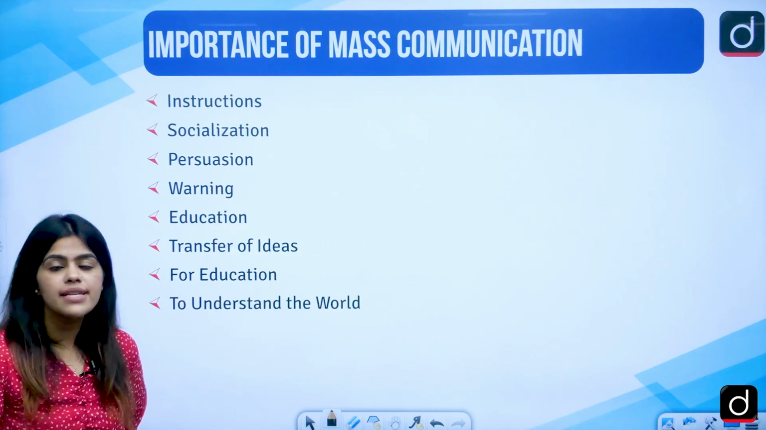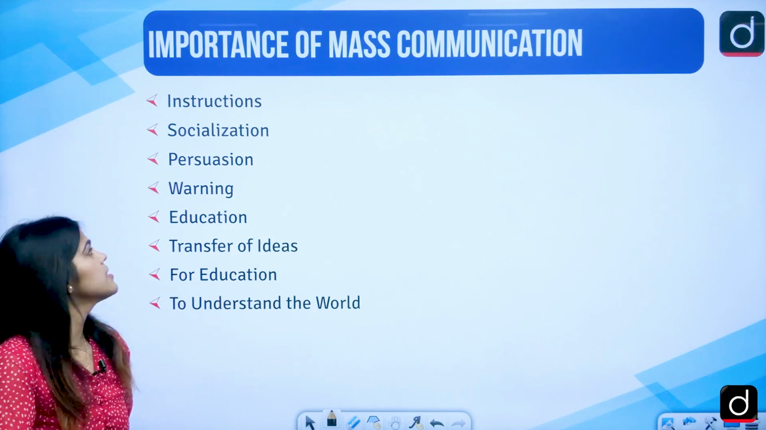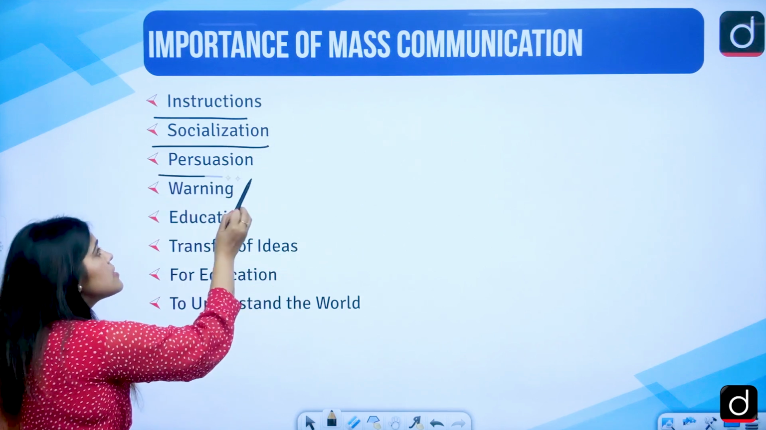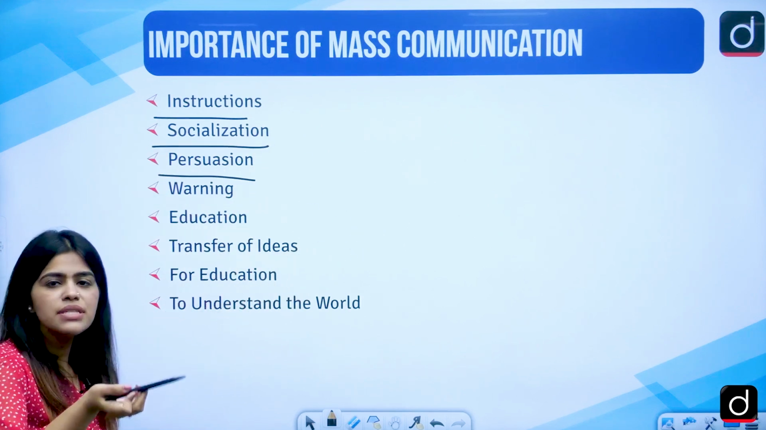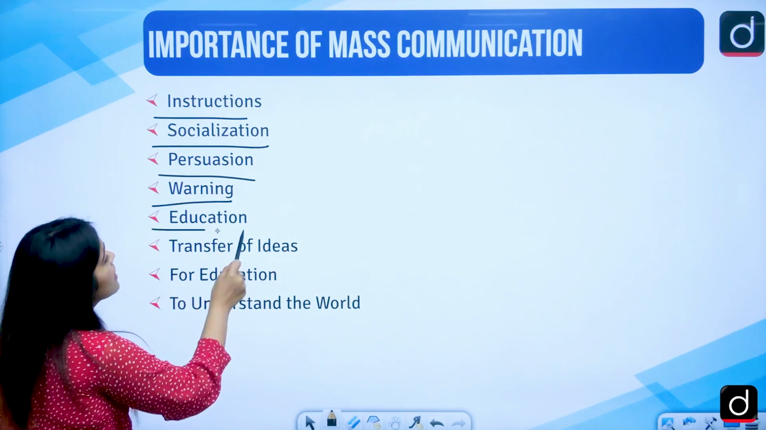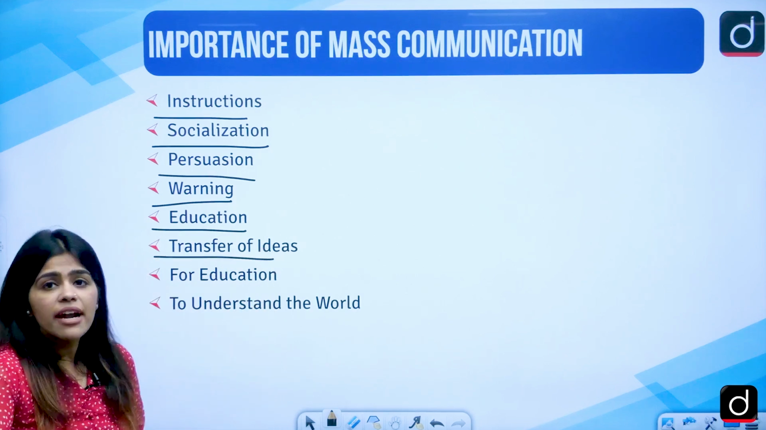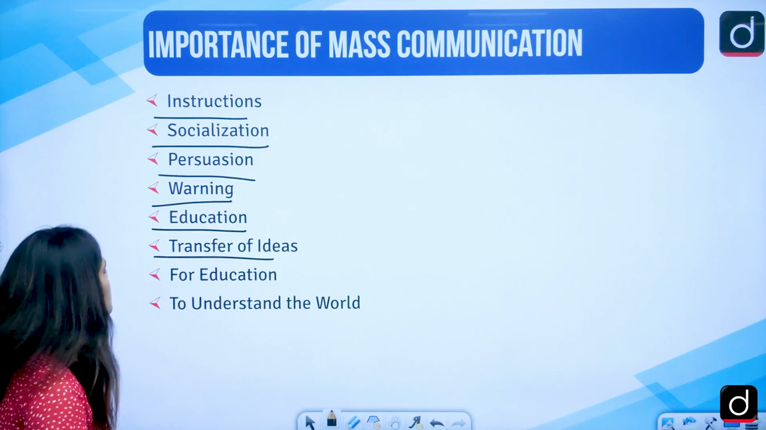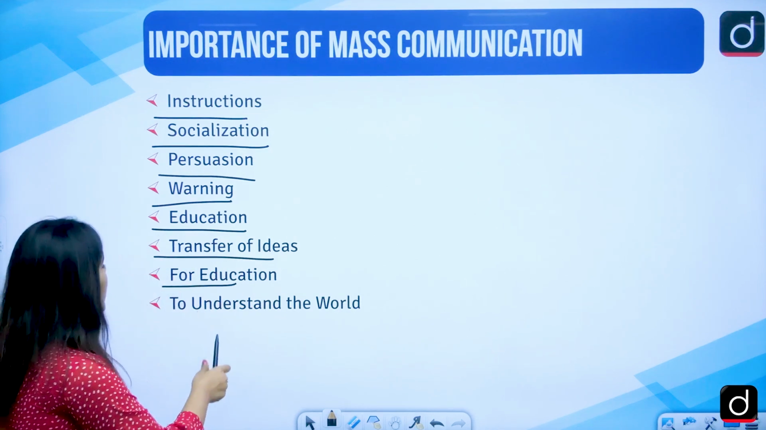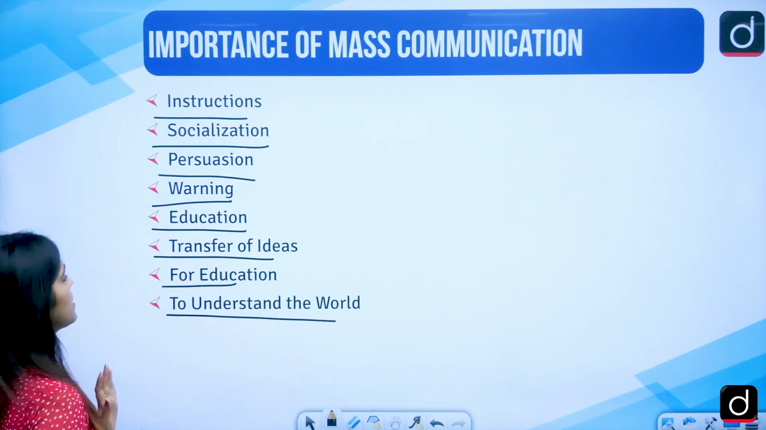Entertainment. We cannot forget it. Media is so important. Mass communication helps us get entertainment. Then instructions, socialization, persuasion is done. Say advertisements. What are advertisements doing? They are persuading you. Then they give warning, they give education, they give you a platform to transfer your ideas, to talk about your opinions, for education and for understanding the world. So I guess education is repeated, right?